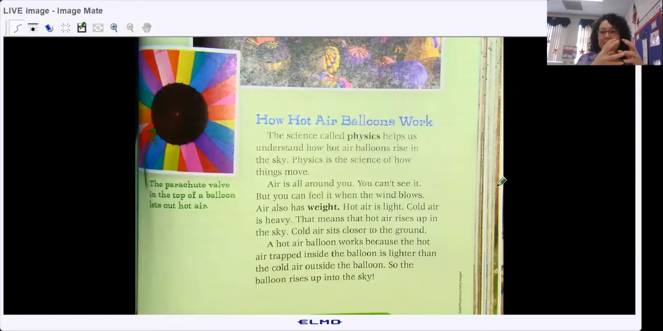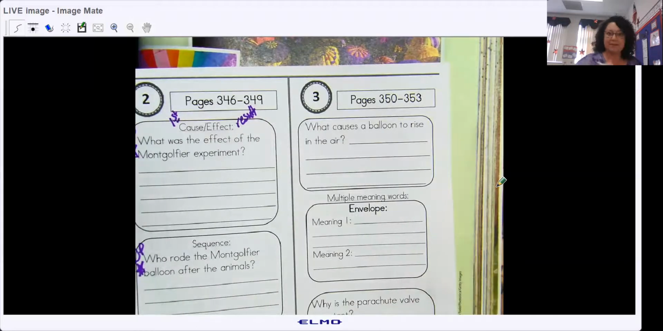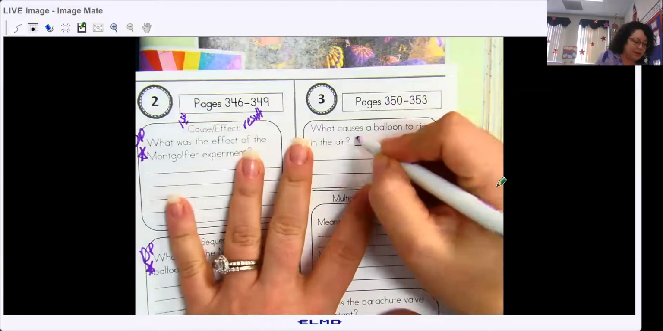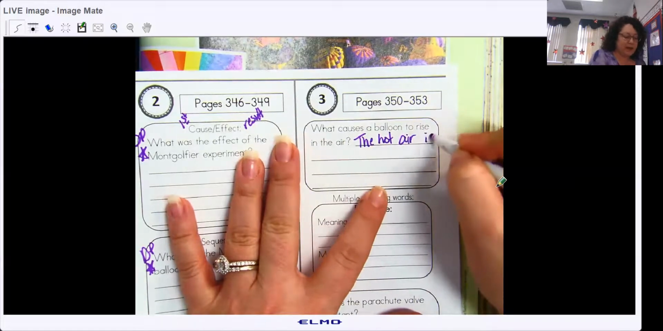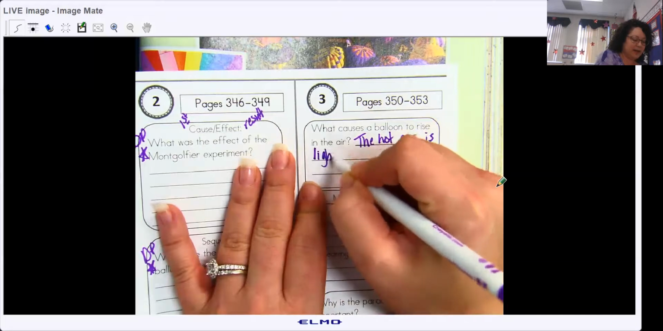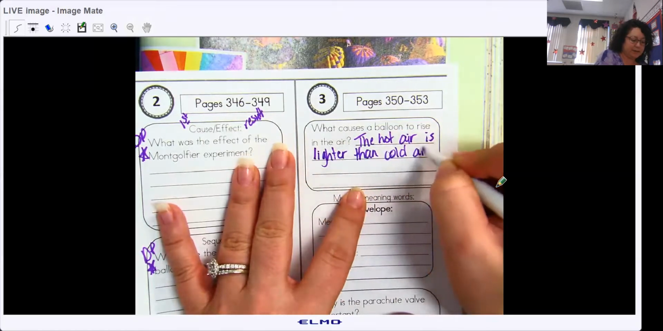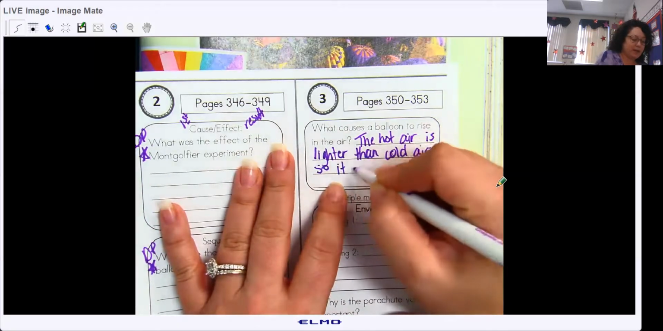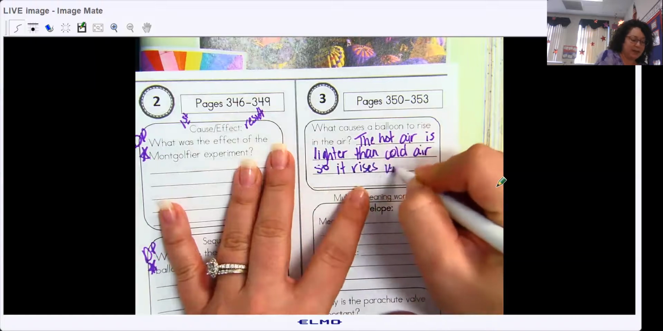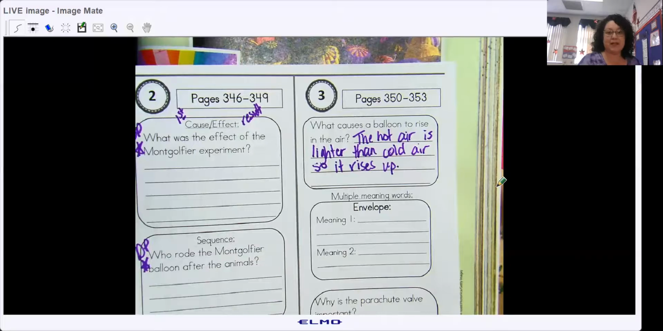The hot air is trapped, okay? And because it's lighter, it floats up. Does that answer our question, right? Already, cool. The hot air is lighter than cold air. So, that's a cause and effect. So the result is that it rises up. What happens first? The hot air is lighter. The result is that the balloon rises up.